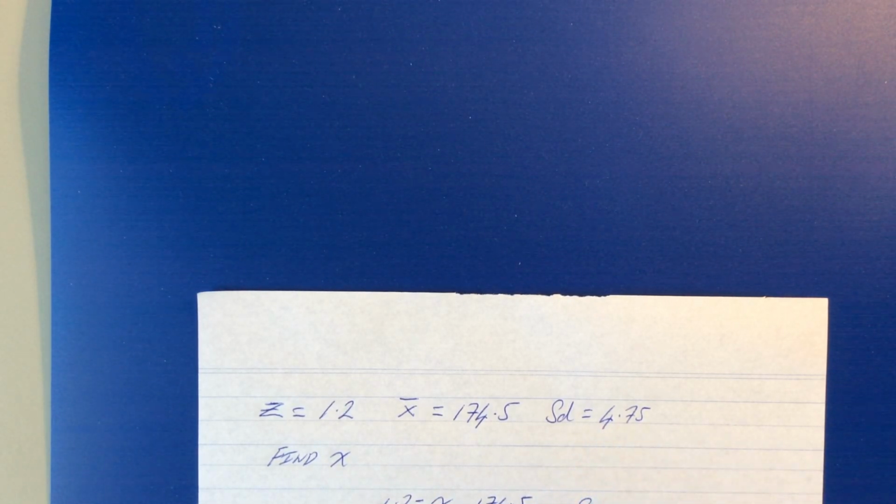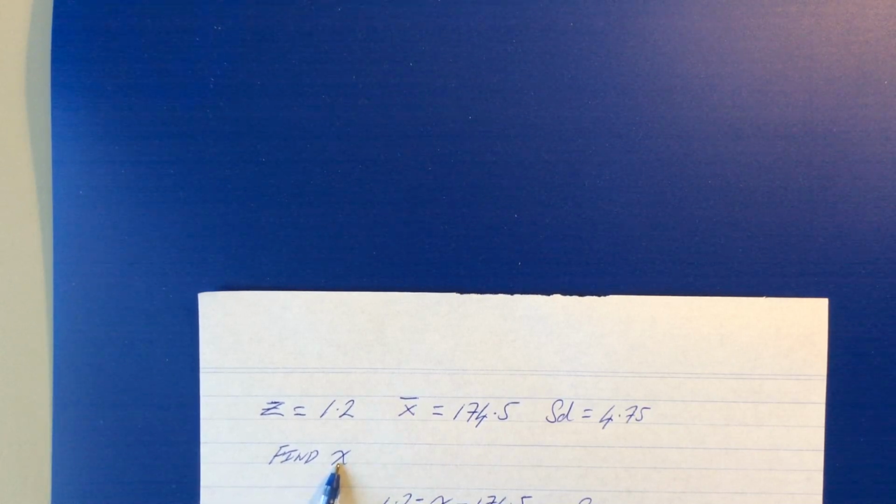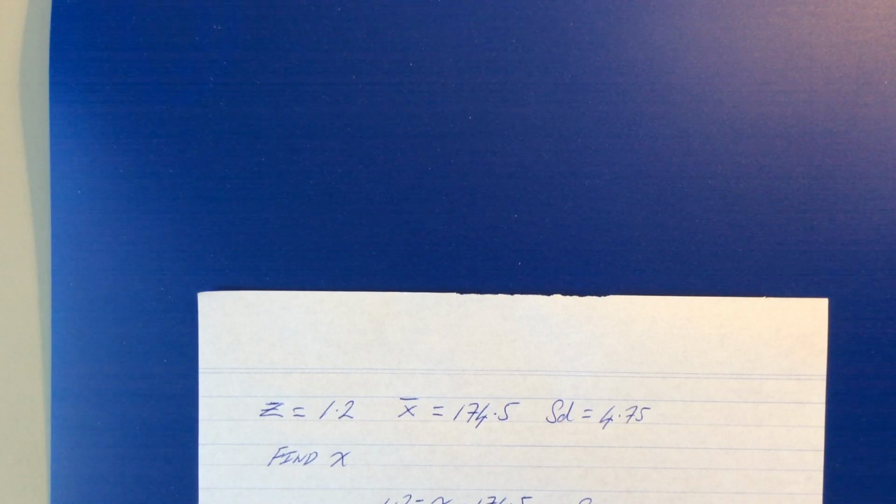Now, the background to this problem is that it was a worded problem that a student of mine was given, and the wording was to the effect that in a group of people the mean height was 174.5 centimeters with a standard deviation of 4.75. One person had a height whose Z-score was 1.2, and we were tasked with finding the height of this person, finding X, the piece of data.